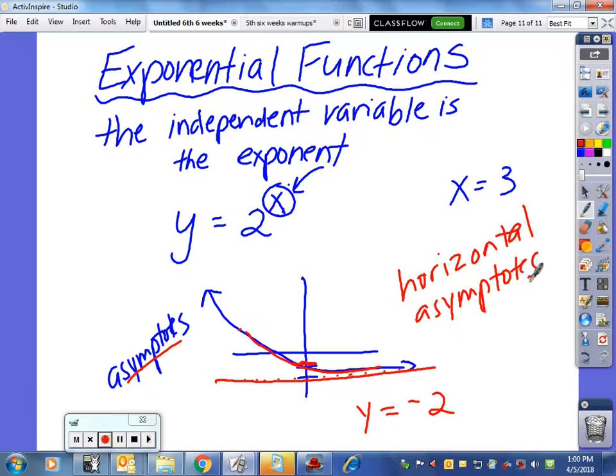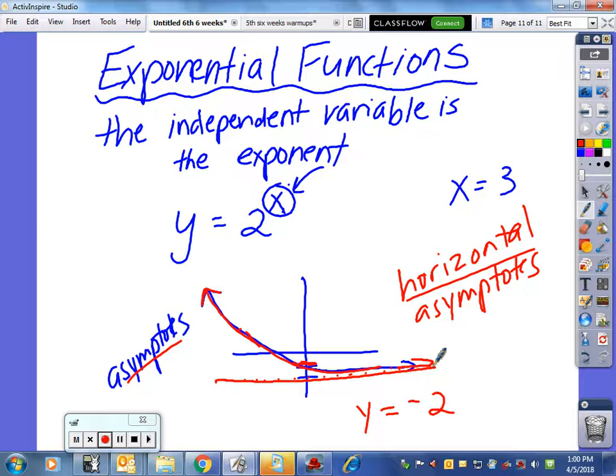An asymptote is the line it gets very close to, but it never crosses and never touches. And for these, it's always horizontal. You will never have an asymptote in Algebra 1 that goes up and down. They're horizontal. Keep that in mind. This edge of the picture continues to go to the left forever, and this edge goes up. This one goes to the right, but it doesn't go down forever. It never goes below that -2.